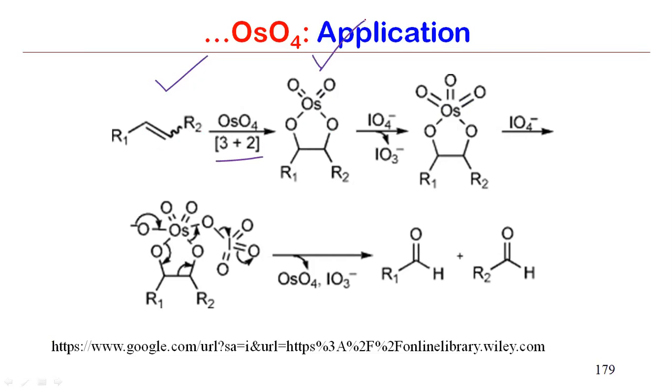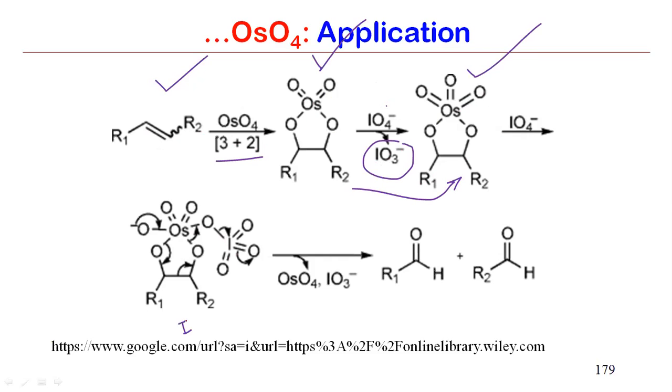Already we have discussed. But since now we are using sodium periodate, this sodium periodate will oxidize this osmium species to +8 oxidation state. So this step is very, very important. And now we know that we have this IO3 minus in the solution, and this IO3 will react with this osmium species, and it will generate this intermediate.